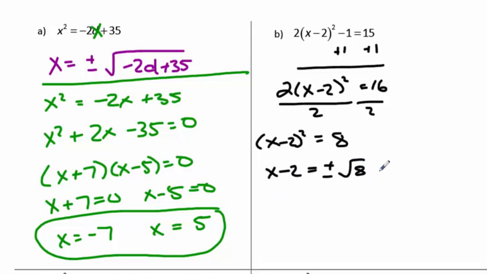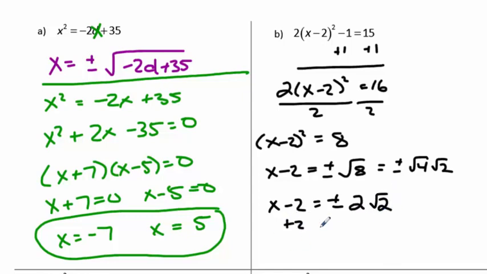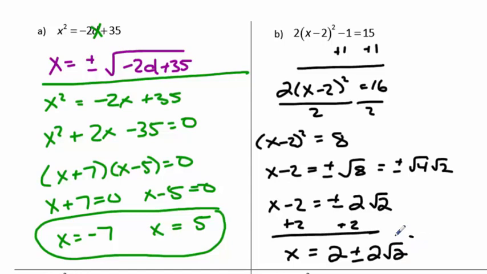Now I need to simplify that square root of 8. That's plus or minus the square root of 4 times the square root of 2. So x minus 2 equals plus or minus the square root of 4 is 2. So I have 2 square root of 2. Now add your 2 over. And we're going to have x equals 2 plus or minus 2 square root of 2.